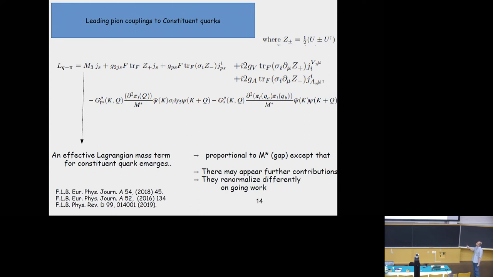So we have here the constituent quark mass term. It's a Lagrangian mass term for constituent quarks. Here there are the pseudoscalar, vector, axial, and there are two terms. This is the scalar coupling, in terms of Z plus and minus, the usual parameterization of the pion field. And these leading derivative couplings have the shape of the induced pseudoscalar coupling that contributes to the axial current by integration by parts of the second derivative. This corresponds to a correction to the axial coupling of the pion.